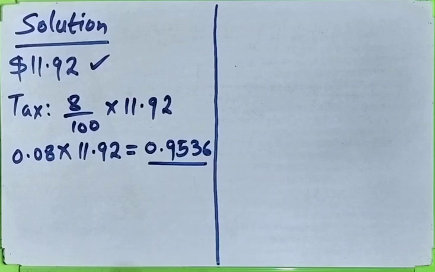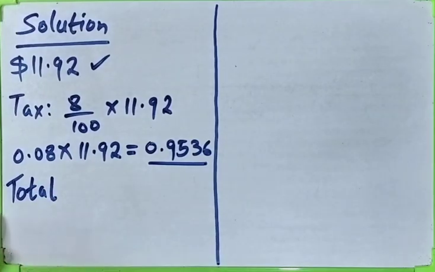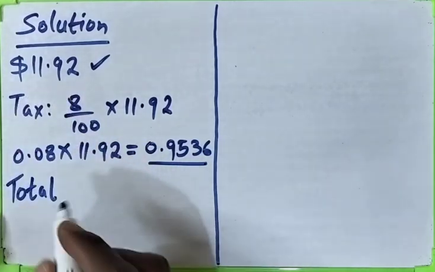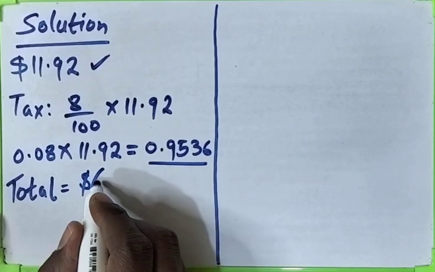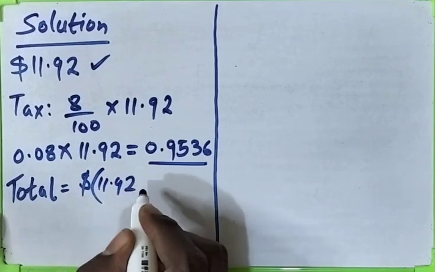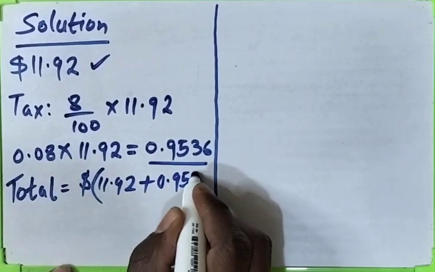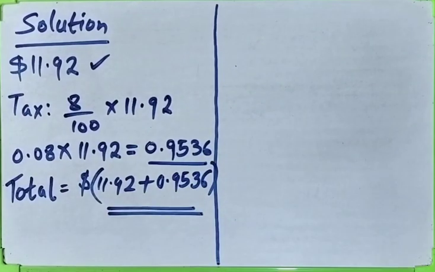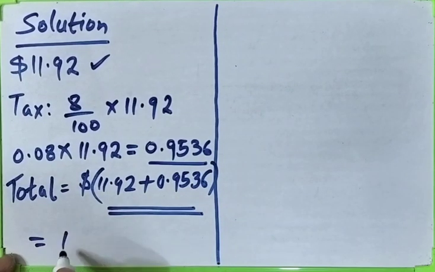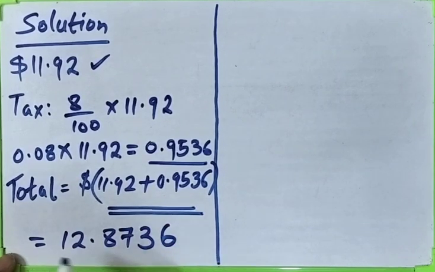0.9536 as tax. So what you do, total up to that point, tax plus 11.92 shall be dollars. 11.92 plus 0.9536. What do you get? Use your calculator again. You will get $12.8736.